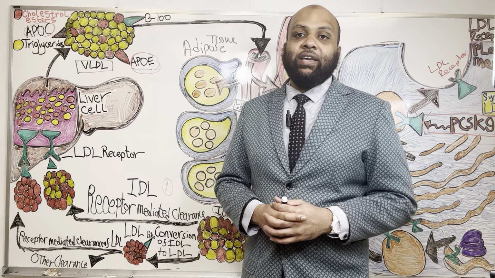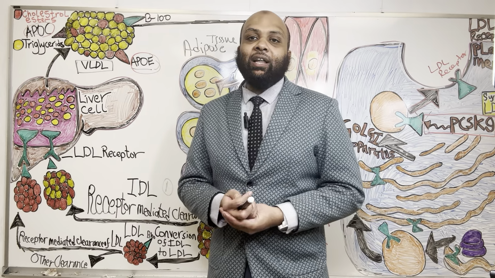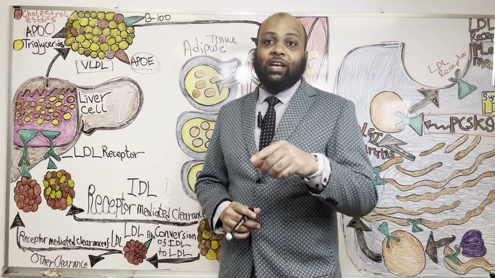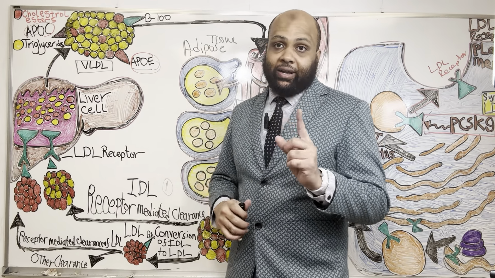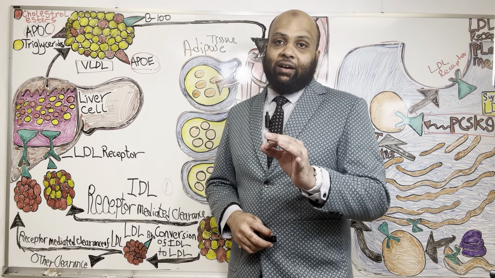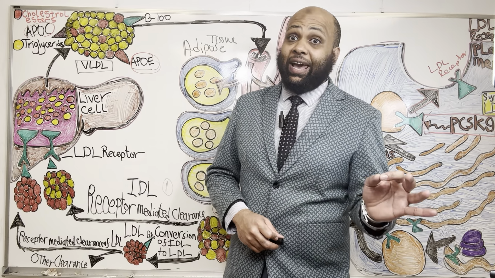That is going to be VLDL. Now, VLDL, why is it very low density lipoprotein? Because it has more yellow than red, because it has more yellow triglycerides than it does have red cholesterol esters.